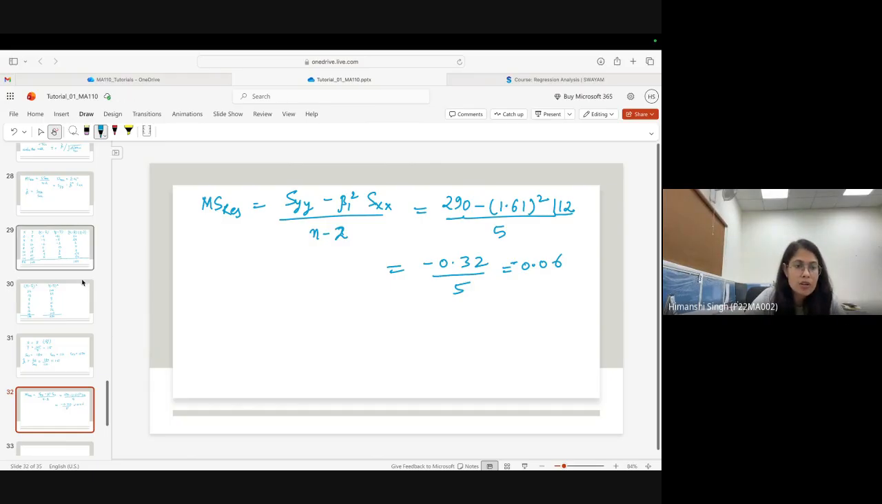Fine. Now we'll find the value of t. It is beta 1 hat, which is 1.61, divided by the square root of MSRES, which is minus. Oh, it should not be minus actually. How can it be minus?